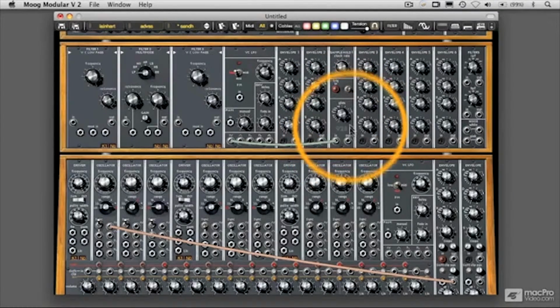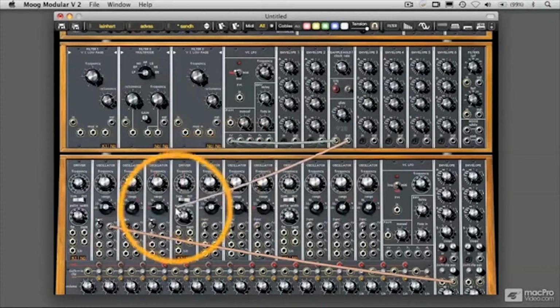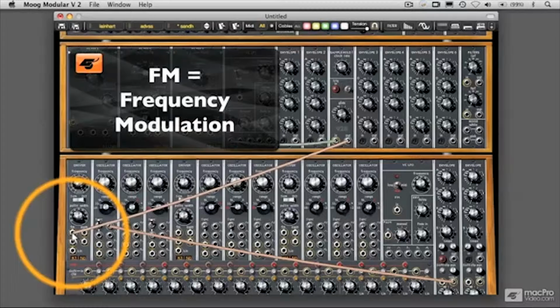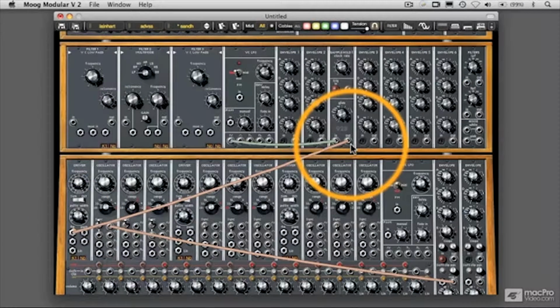Now what I'm going to do is take the output of that sample and hold module and drag that over to the frequency modulation input on our oscillator here. So let's just play that and see what happens here. Well, that's kind of interesting.